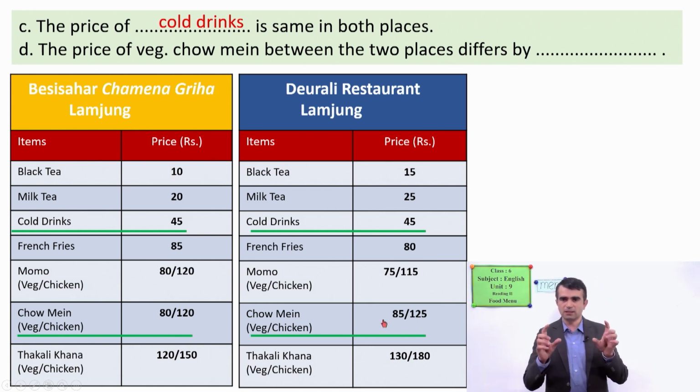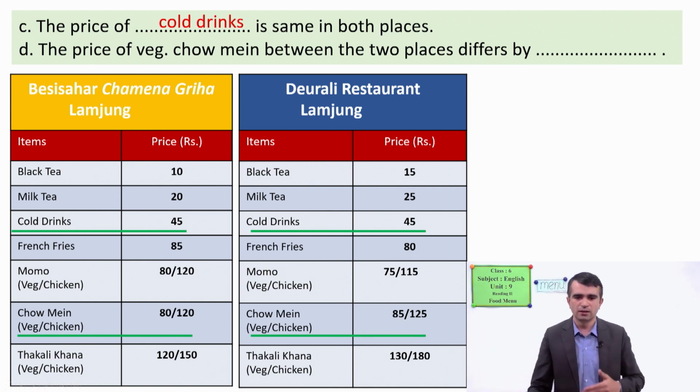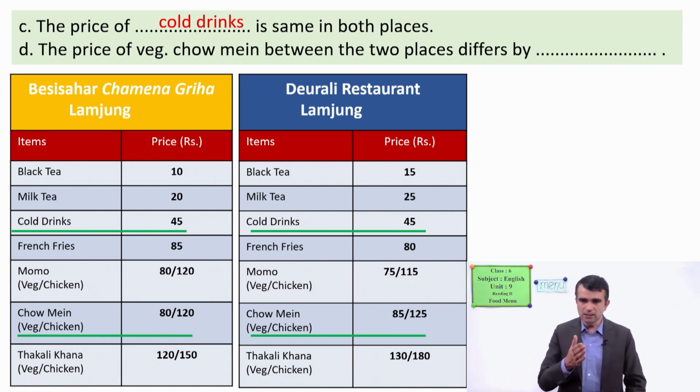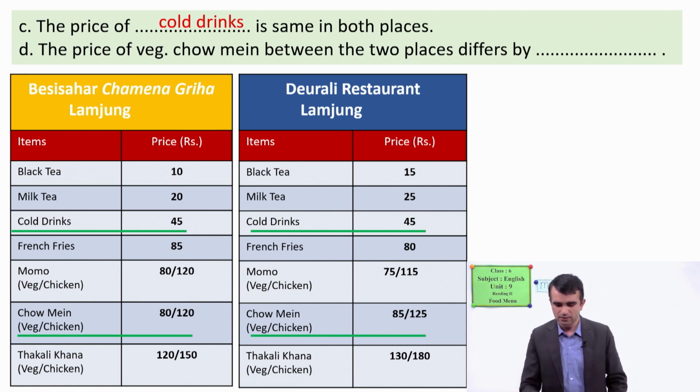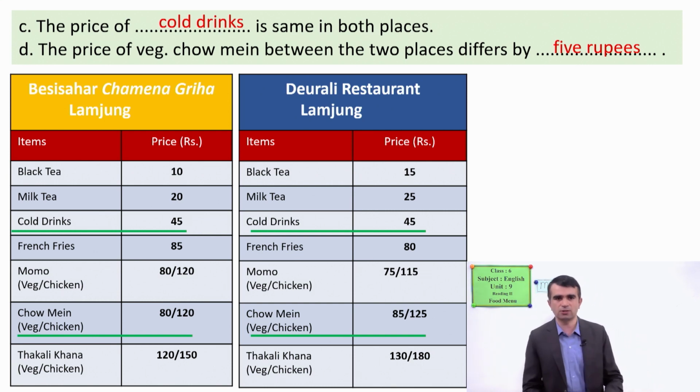How much difference? 10 rupees, 5 rupees? Yes, that is 5 rupees difference, isn't it? So here 85 means 5 rupees more than the price in Besar Samanagriya, is it? So the price differs by 5 rupees. So their price differs by 5 rupees in two different restaurants. Is it so?